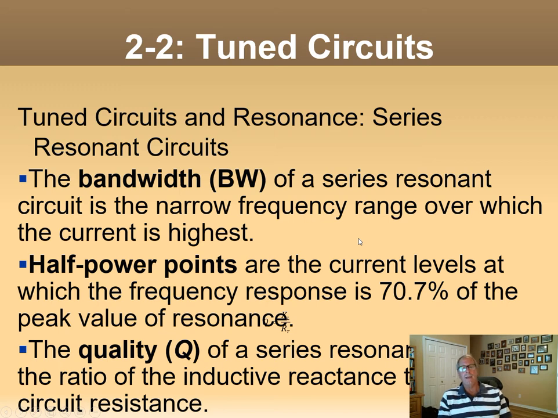Couple of terms here. Bandwidth of a series resonant circuit is a narrow frequency range over which the current is the highest. Half power points, 70%, 0.707 on either side. And Q, quality, is basically the ratio of the inductive reactance to the total circuit resistance. So the higher the Q, the lower the circuit resistance. An ideal circuit would be infinite Q, right? No resistance. Well, it's impossible, so you always have some winding resistance in the circuit from the inductor, if nothing else.